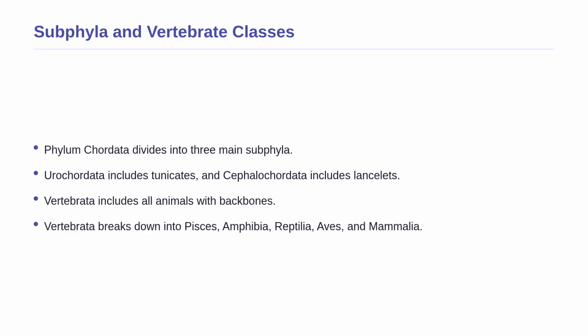We then break the Vertebrata subphylum down even further into familiar classes. These include Pisces for fishes, Amphibia for frogs and salamanders, Reptilia for snakes and turtles, Aves for birds, and Mammalia for mammals like us. This structured hierarchy is the foundation of evolutionary biology.